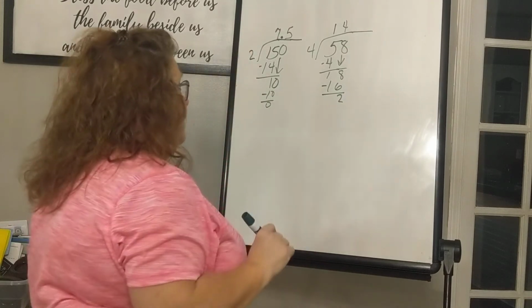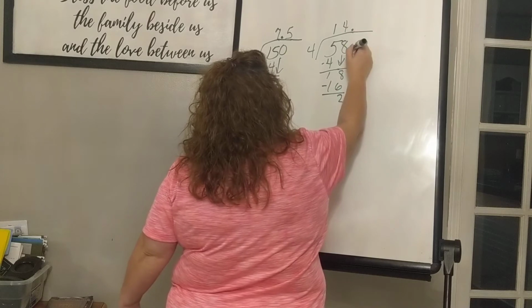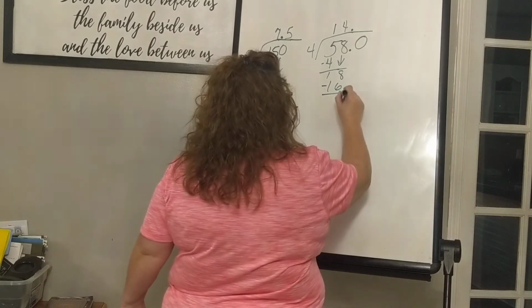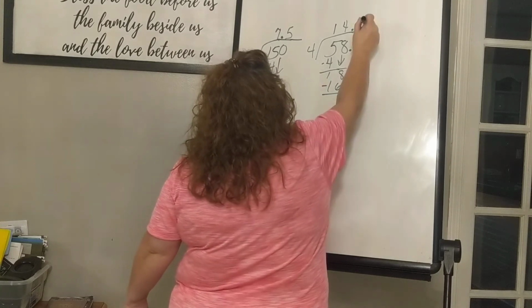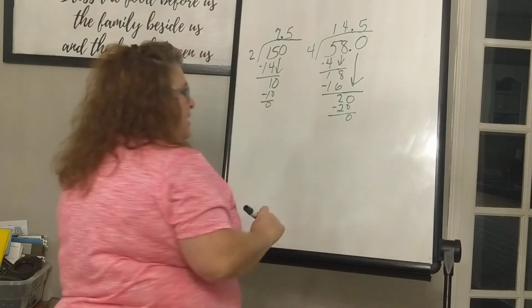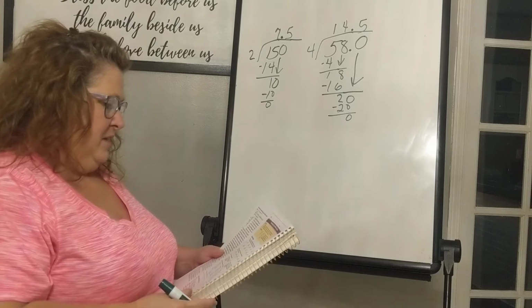I don't want a remainder, so I'm going to annex a decimal in my quotient and annex a 0 in my dividend. So now I'm ready to bring down my 0, and 4 will go into 20 5 times. 4 times 5 is 20. 20 minus 20 is 0. So our answer is 14.5 or 14 5/10.